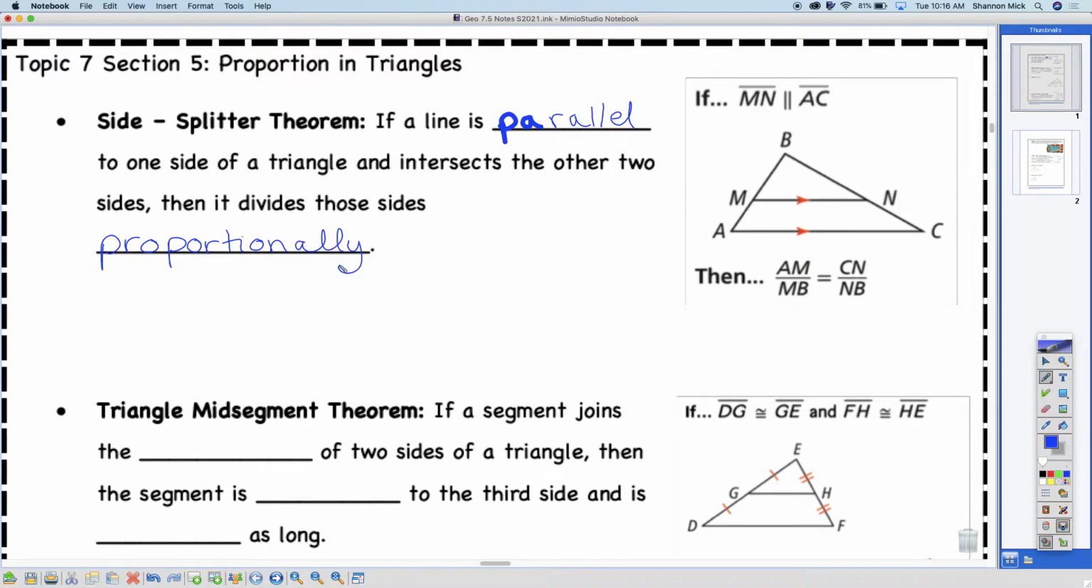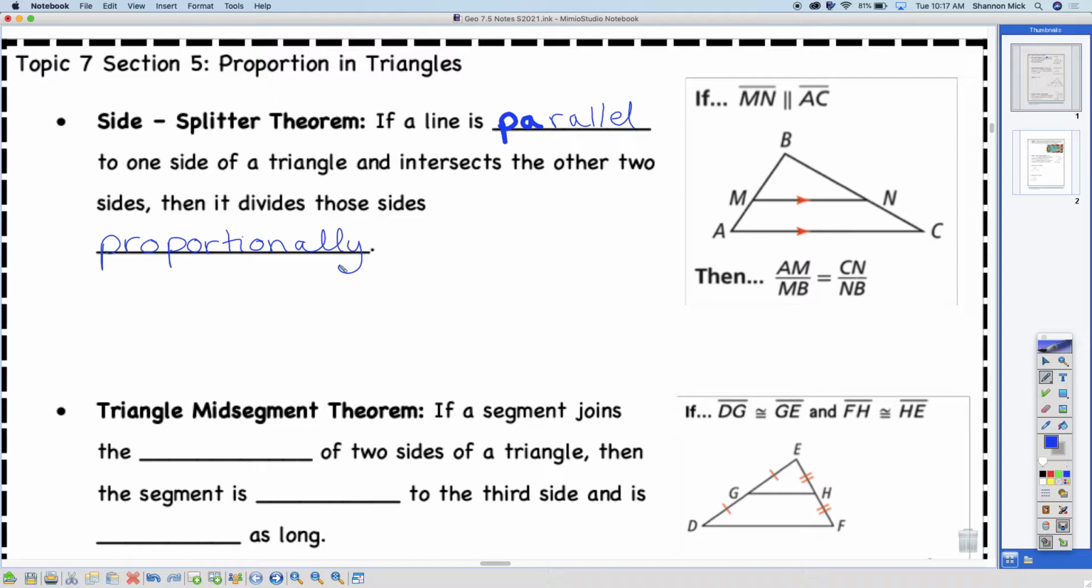Okay, and that's what it says over in the picture, right? So if you want to highlight the picture, you can, that bottom. So these are parallel. MN is parallel to AC. So we know that those sides are broken up proportionally. Make sense?